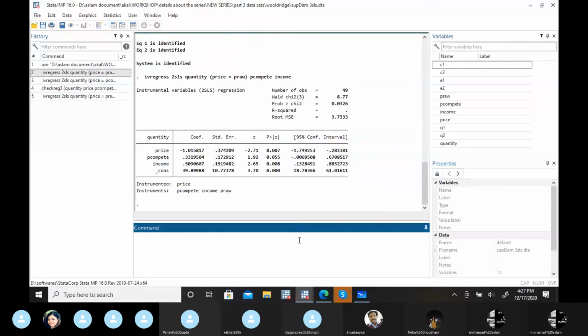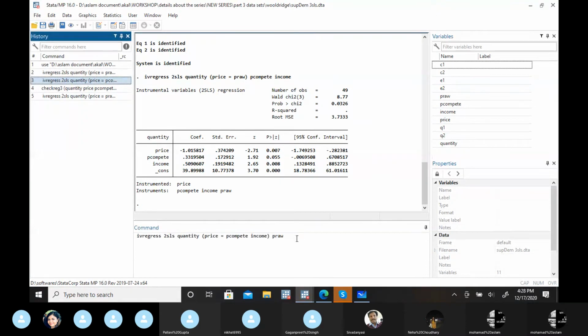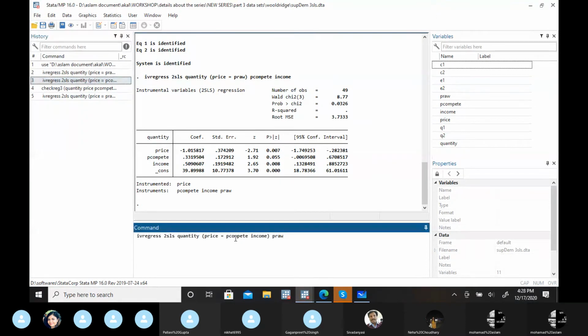Run it. Okay, so now we have estimates for these three coefficients, and it clearly states which of the variables you have instrumented. We have instrumented price with price of raw. Then to get the estimate for the second equation, now you have to put price with the price of the competitive commodity and income. That's the supply function.